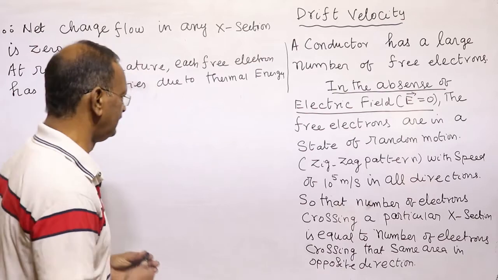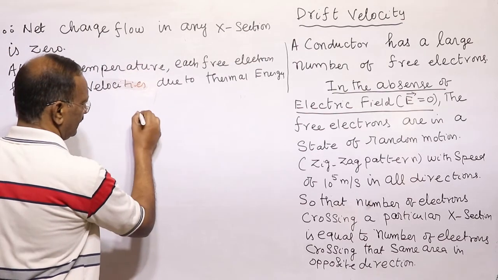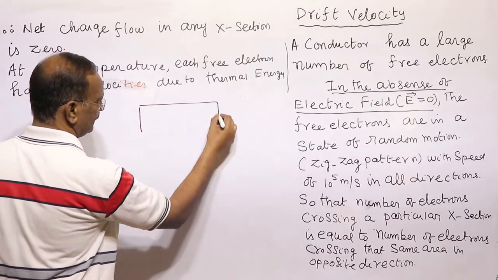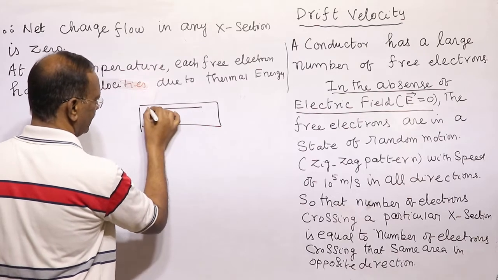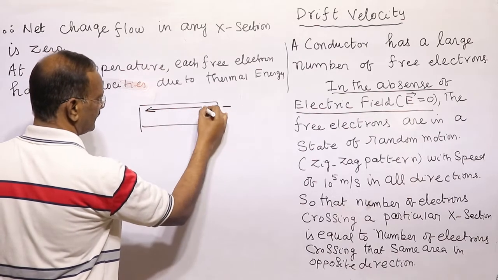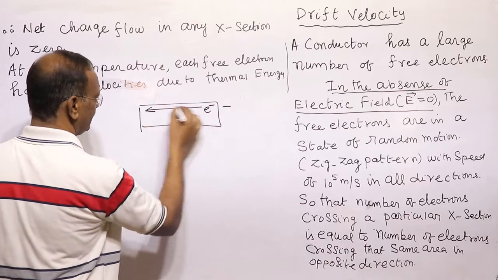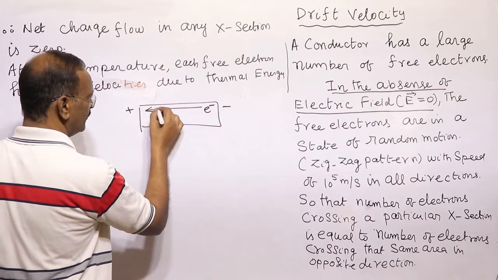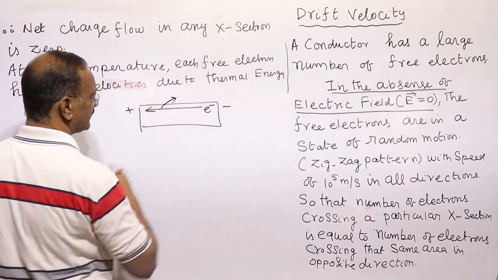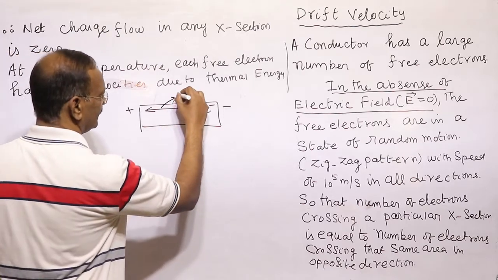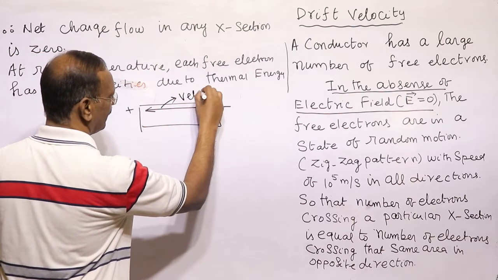What is drift velocity? Suppose an electron in a conductor moves straight. Electron is a negative charge, so it moves from the negative end to the positive end straight, and then it has a velocity. We call it velocity.